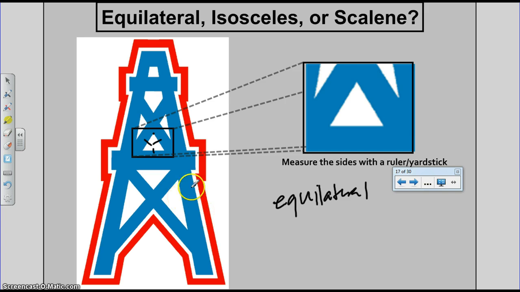I don't know if you know this, but this is the logo for the Oilers, which are now the Texans. Know your history.